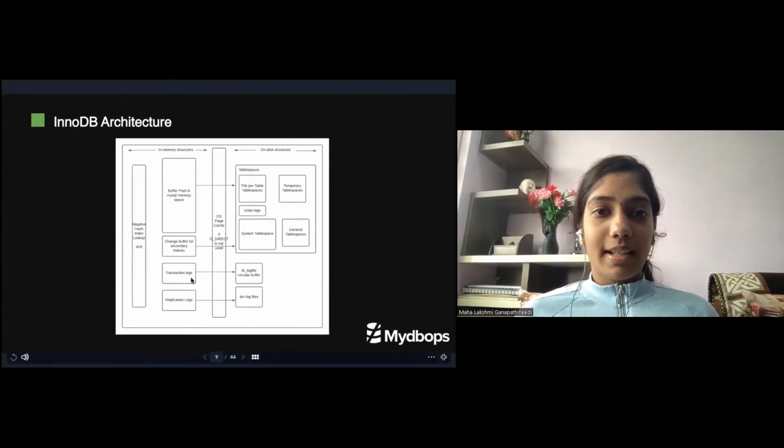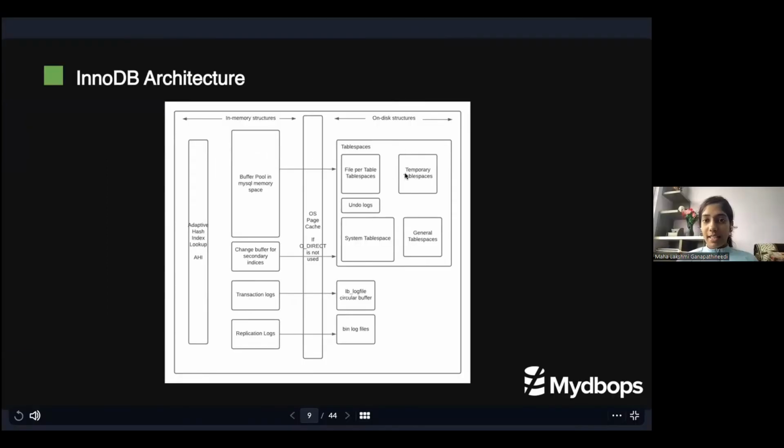This is the InnoDB architecture. InnoDB maintains two copies of its pages, one in memory and the other on disk. In memory, we have the transaction logs, buffer pool, and everything, as you could see in the diagram here. On disk, we have tablespaces and a circular buffer. Here we are going to focus on these redo log files, where we can see ib_logfile, and what improvements were made to these files and the redo log. We are focusing on this, and the binlog files are also on-disk structures.